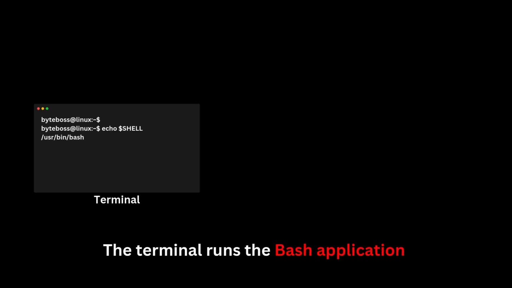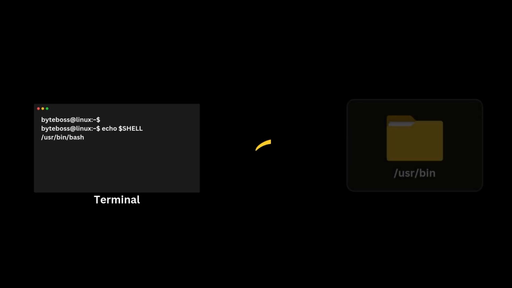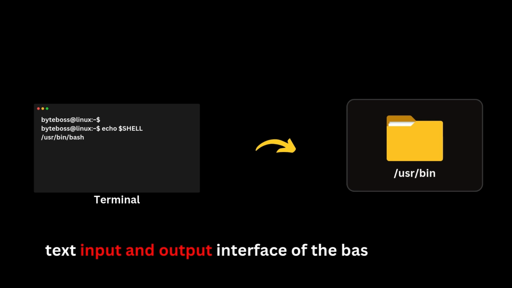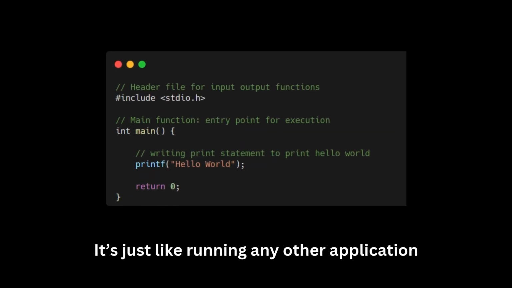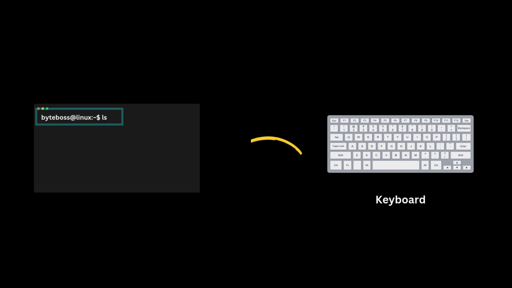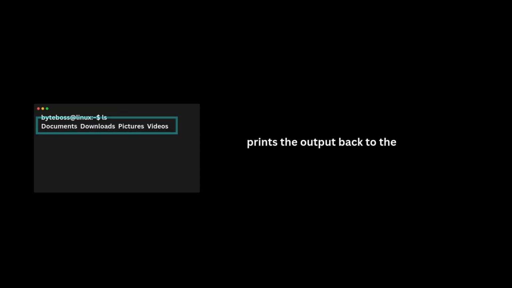The terminal runs the bash application for you, located in the /usr/bin directory. What you're actually getting is the text input and output interface of the bash application. It's just like running any other application, like the classic Hello World example. The bash application reads your input from the keyboard and prints the output back to the terminal.